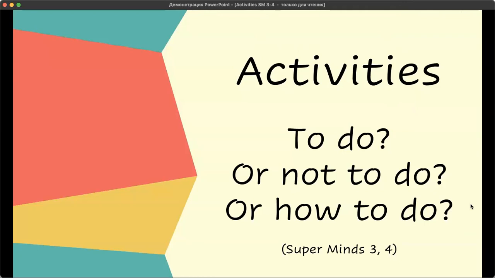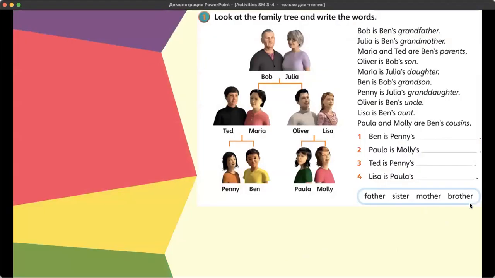So the first task that I've chosen is this. It's in Superminds 3, starter unit, and this picture shows a family tree of the main character, Ben. And here our students are supposed to learn new words about family. That's a tricky moment because our students sometimes don't understand the relations in their families. And looking at Ben's family tree, they're puzzled. They don't understand who is who.